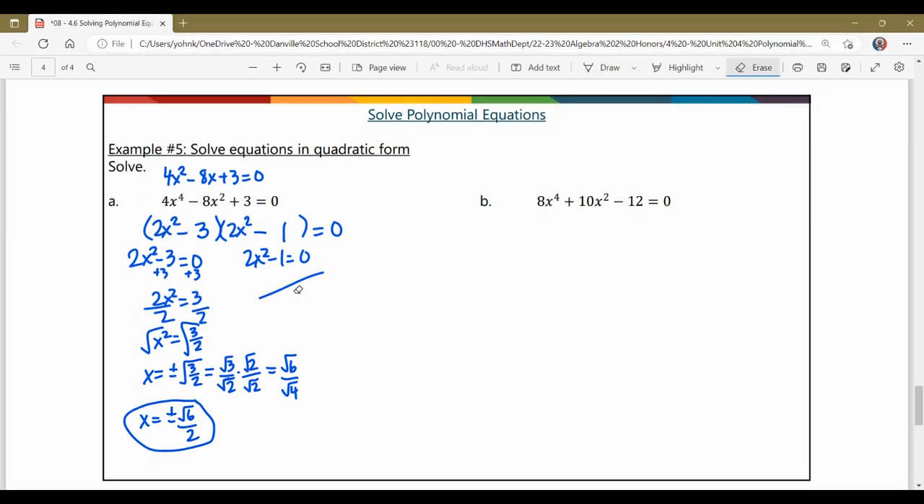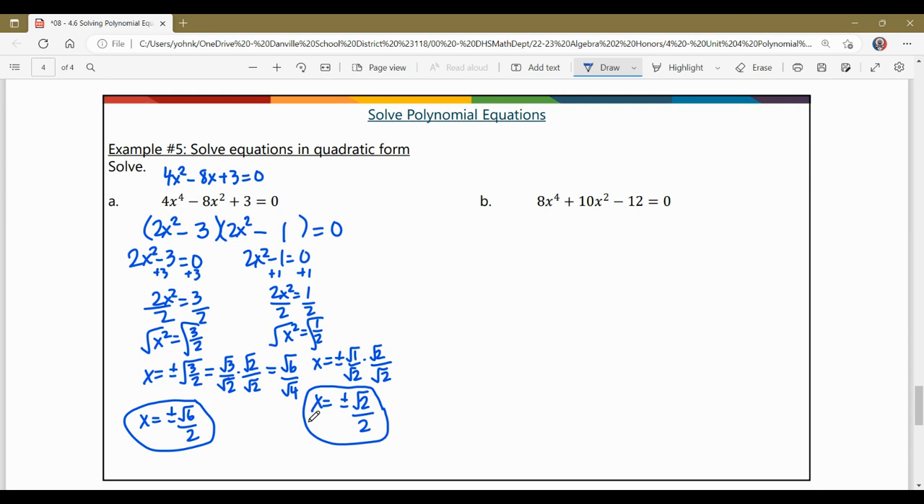Now I'm going to do the same thing to the second half. I'm going to add 1. 2x squared equals 1. Divide both sides by 2. X squared equals 1 half. Square root. X equals plus or minus root 1 over root 2. Can't leave a root in the denominator, so multiply top and bottom by root 2. So x equals plus or minus 1 times 2 is 2 on top. And root 2 times root 2 is root 4. And the square root of 4 is 2. So there's my 4 answers. And my original problem had a 4 as the degree.